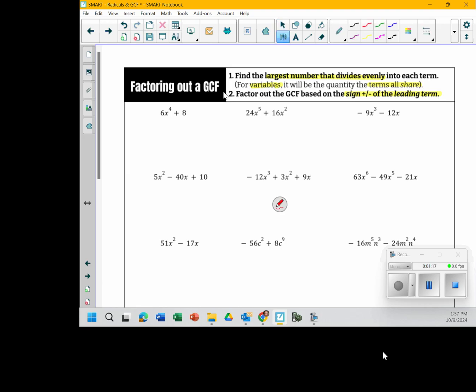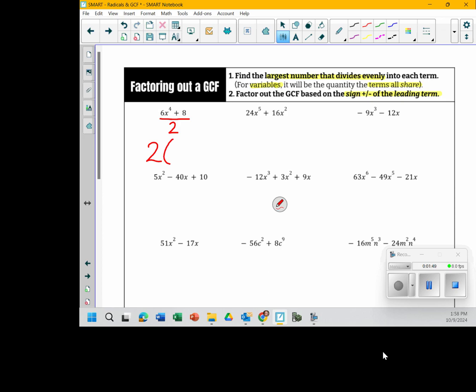So I'm going to start us off a little bit easy, looking at 6x to the 4th plus 8. I want to think about something that both 6 and 8 divide by. The largest number that both 6 and 8 divide nicely by is 2. Now, this is not an equation, so I don't actually have anywhere the 2 is moving. We're just bringing it out front. We're undistributing it. That's what factoring is, undistributing.